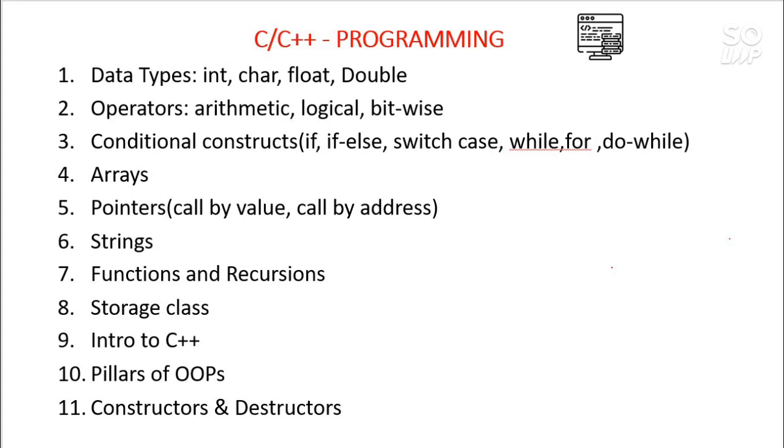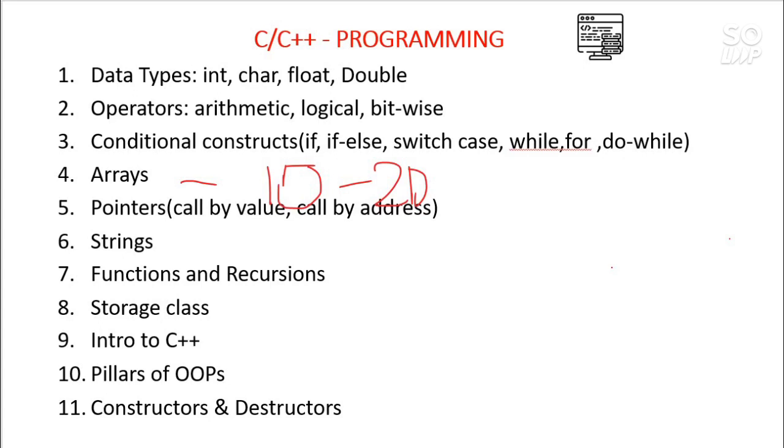And the arrays are like the collection of elements of the same data type. There are different types of arrays like 1D and two-dimensional arrays. They are used with subscripts like rows and columns. And the pointers like call by value and call by address.